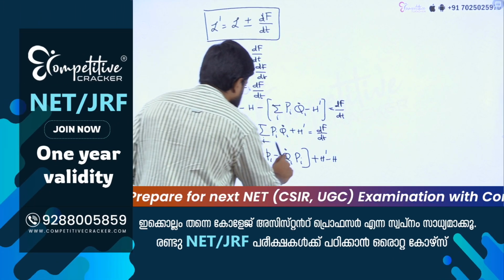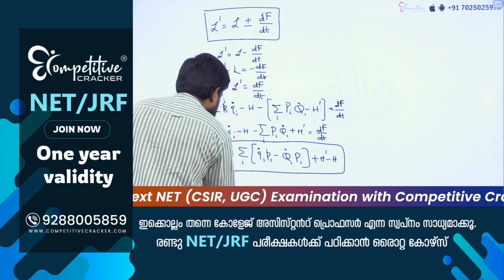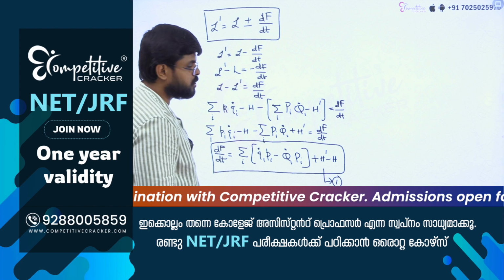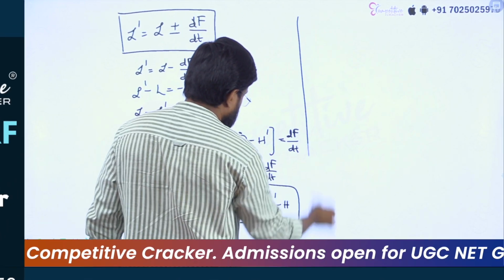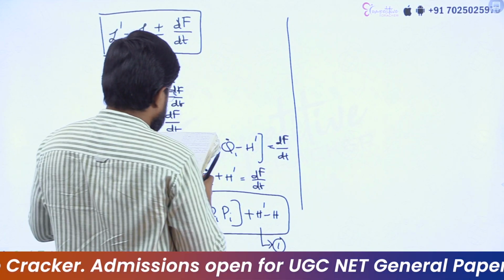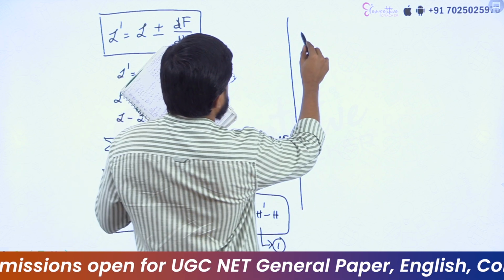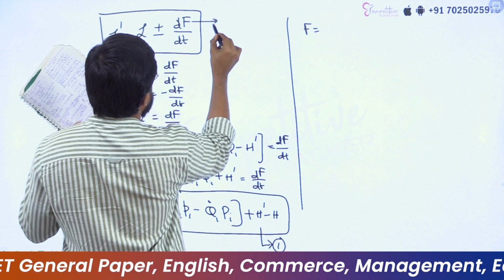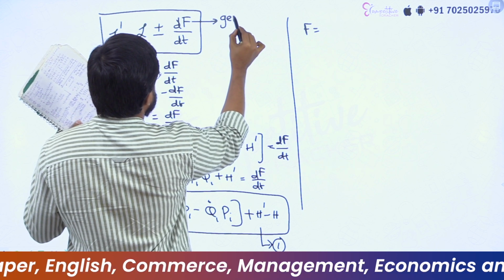Let me put this in a box and name it equation number 1. Let it be equation number 1. And see, I am taking this F, where this F is the generating function. F is the generating function.